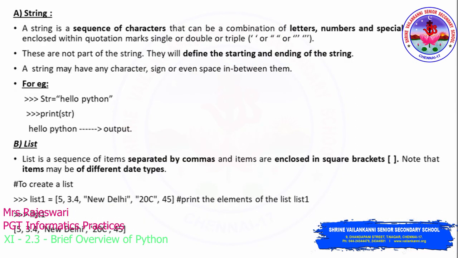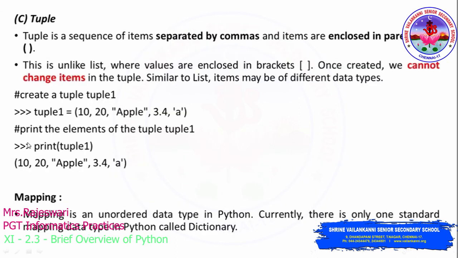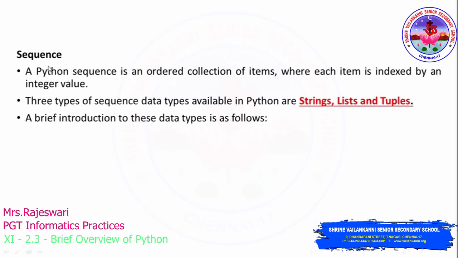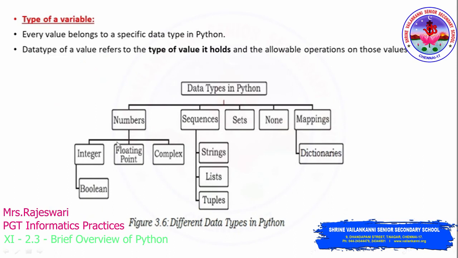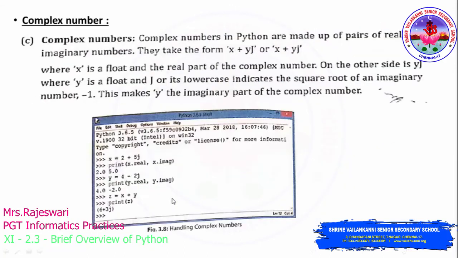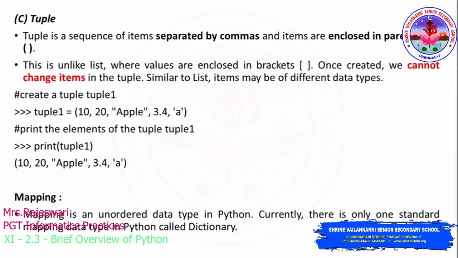So these are the things which you have under numbers and sequences. Under the sequence data type, you have strings, list and tuples that we have discussed now. And under the number data type, we have discussed int, float and complex data types. Boolean we will discuss in the next class. So these are the two different data types we have discussed in today's class, which are numbers and sequences. Other data types we will discuss in the next class.